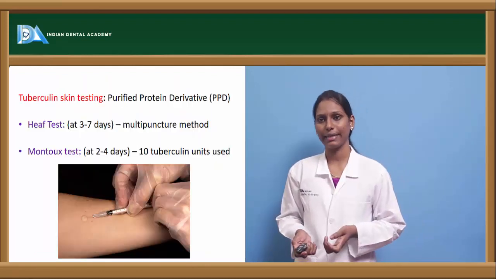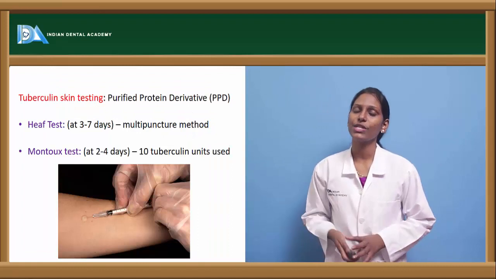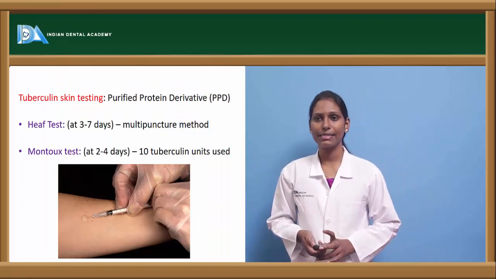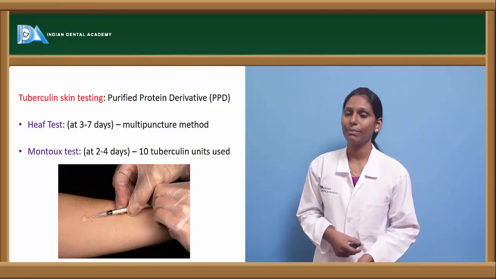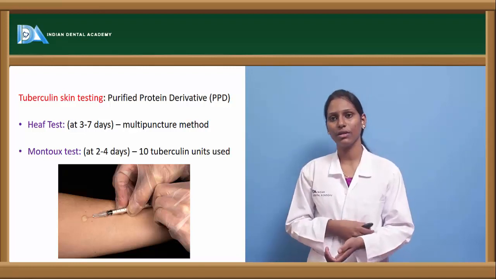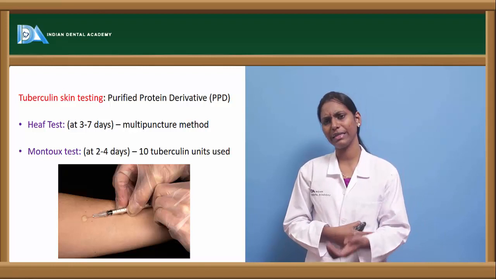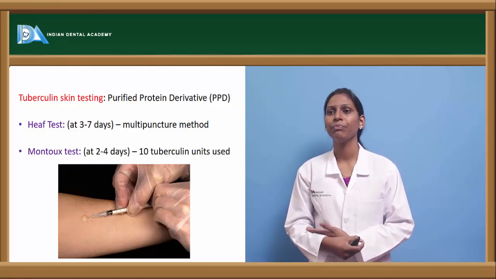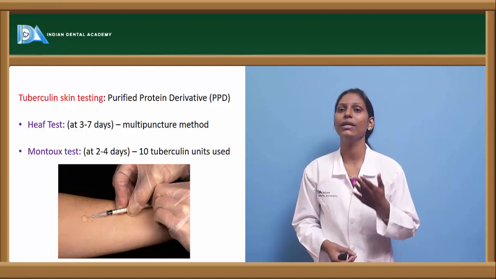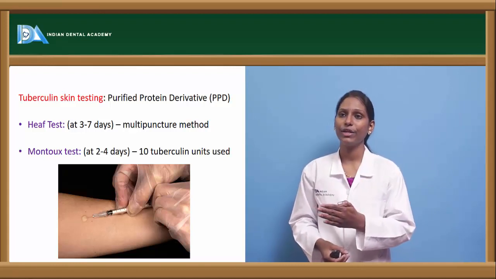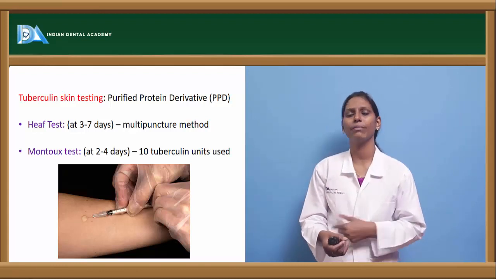Other tests which are being used include tuberculin skin testing, where a purified protein derivative, that is PPD, is injected intradermally. There are two types of tests: one is the Heaf test and the other is the Mantoux test. The Heaf test is usually read at 3 to 7 days, and it is a multipuncture method.